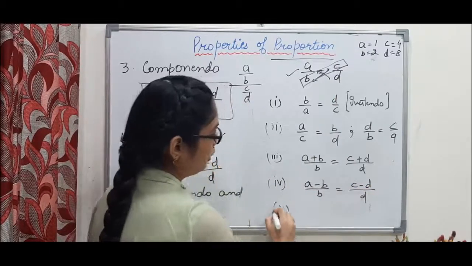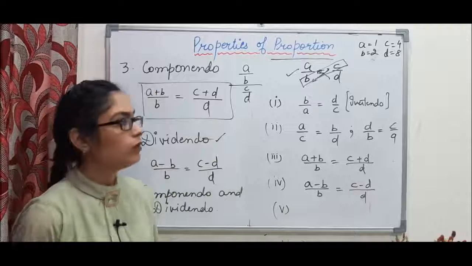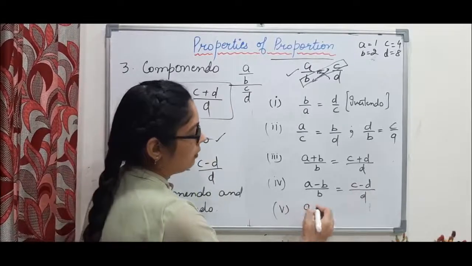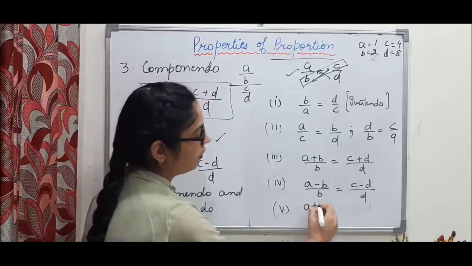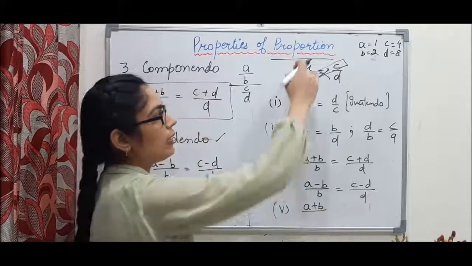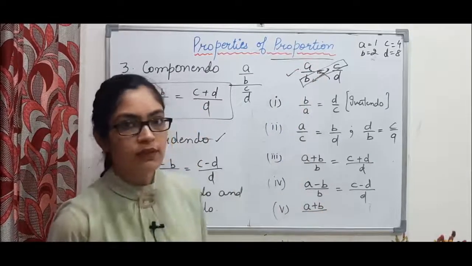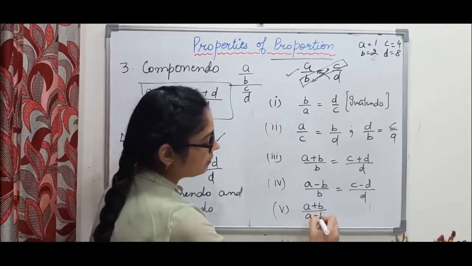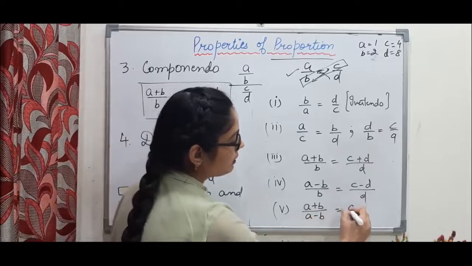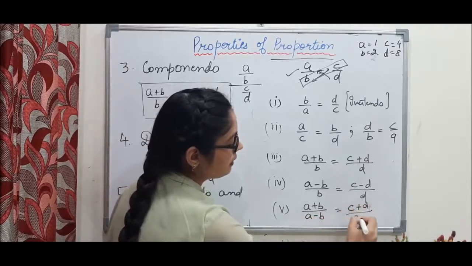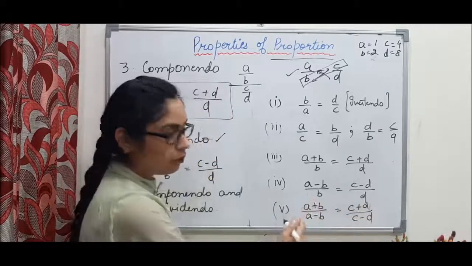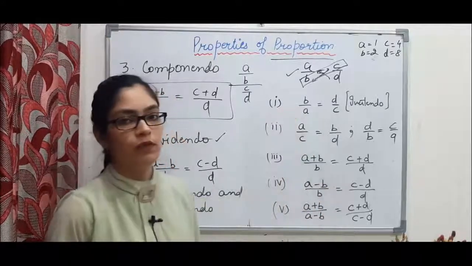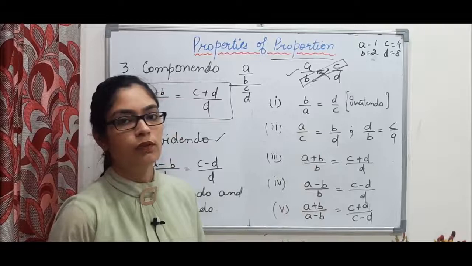Then the last property, the fifth one, was componendo and dividendo. The result of componendo and dividendo is, if a by b is equal to c by d, then (a plus b) by (a minus b) will be equal to (c plus d) by (c minus d). You don't have to do the proof of this; these are direct results which we will use while solving the questions.